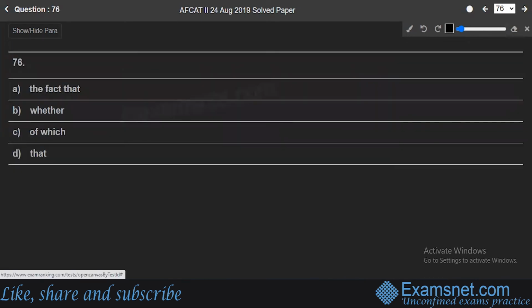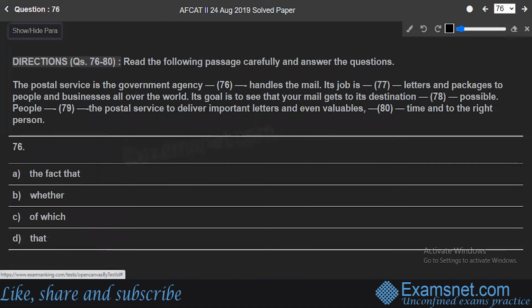That's question 76. So again, you have to read the para and answer the questions carefully. The postal service in the government agency dash, like 76 is a blank over here which will be filled, handles the mail. Whenever a question comes, we will read that line in which that particular number blank is coming. Okay. So here is question number 76 and let's see. The postal service in the government agency, that's 76 blank, handles the mail.